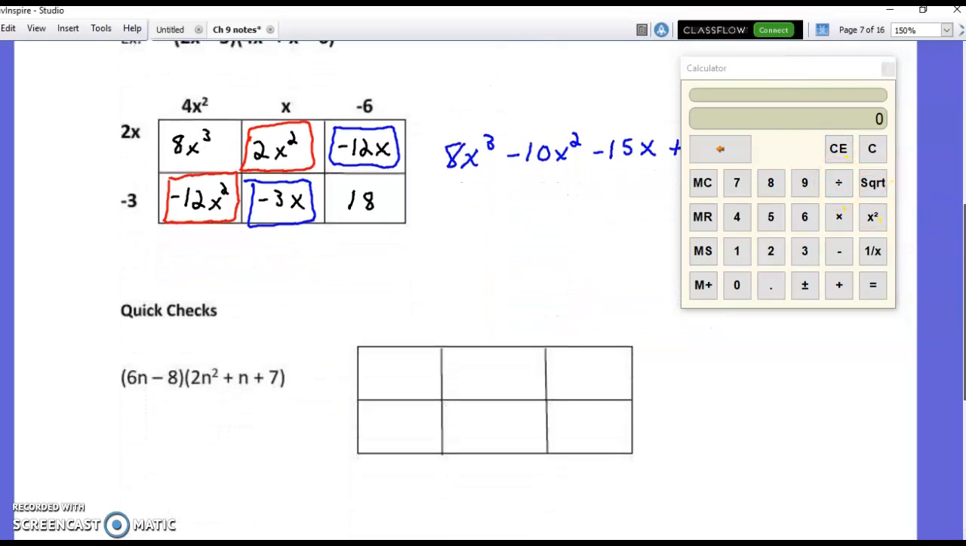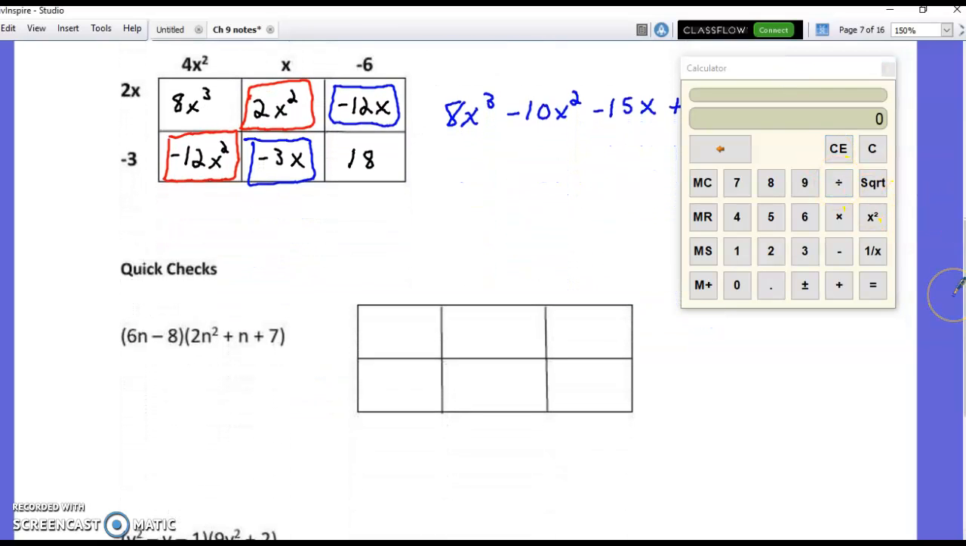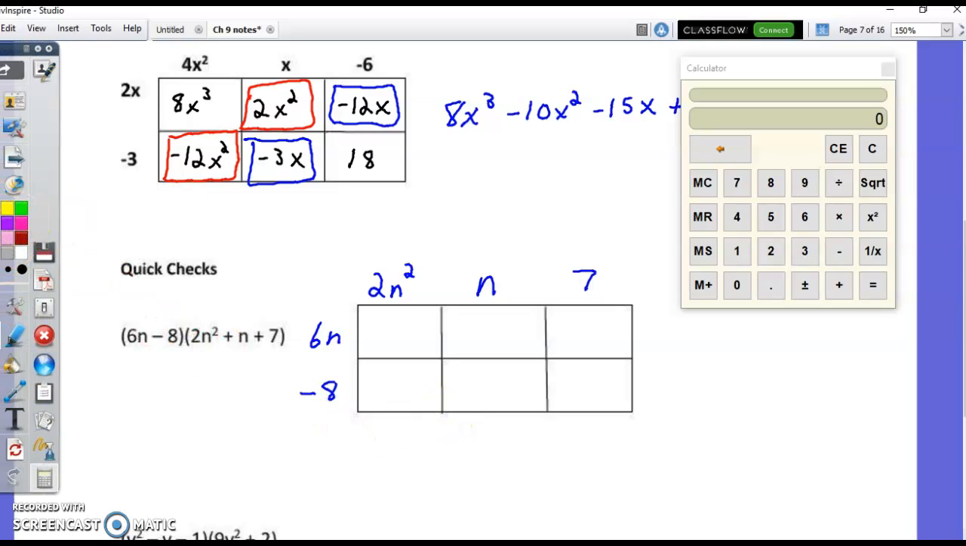Alright, scroll down. Set up the box on this one. Go ahead and pause the video here and set up your terms. Okay, we have a 6n and a negative 8, so 6n, negative 8. And on the top, we have a 2n squared. We have a positive n, and we have a positive 7. So we're going to go ahead and fill in all of those boxes.